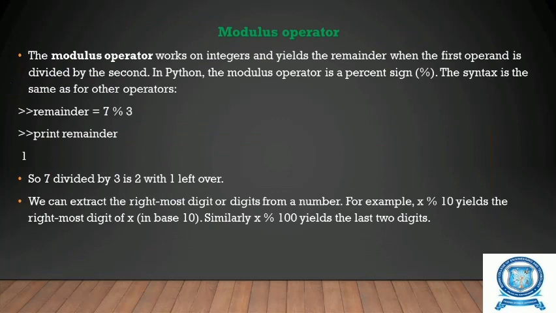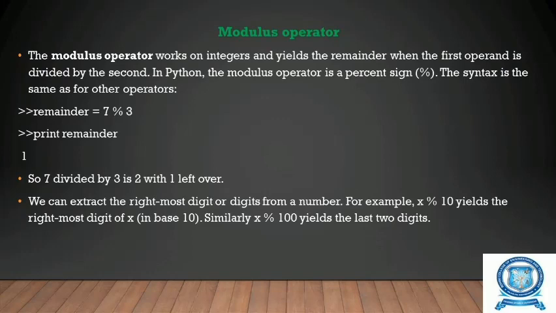Now let us see the modulus operator. The modulus operator works on integers and yields the remainder when the first operand is divided by the second. We already know the division method. When we divide, we get the remainder value as well as the quotient value. The modulus operator is also a type of division which retrieves the remainder value. In Python, the modulus operator is the percent sign, and we represent it using this percent sign.